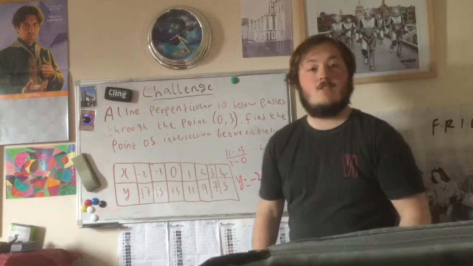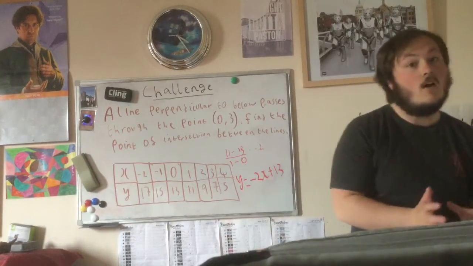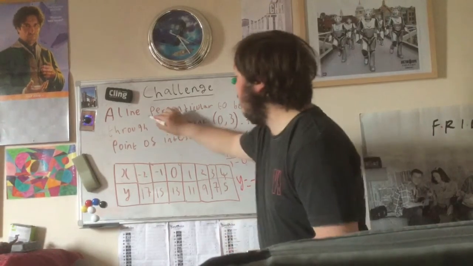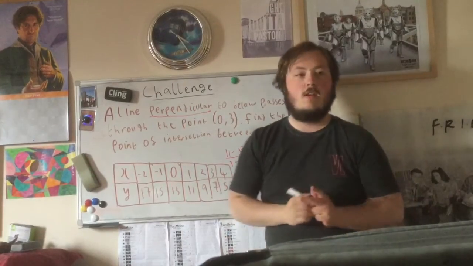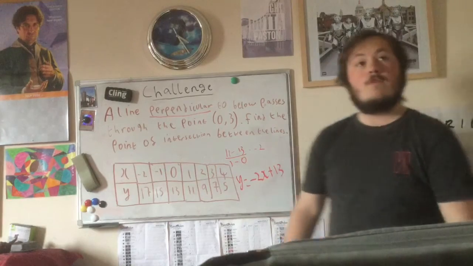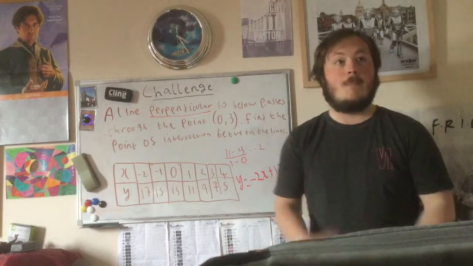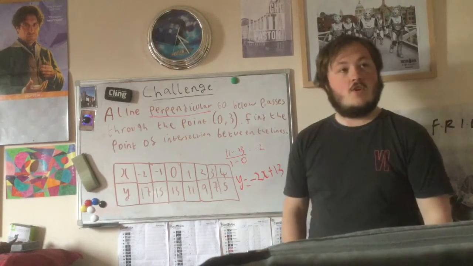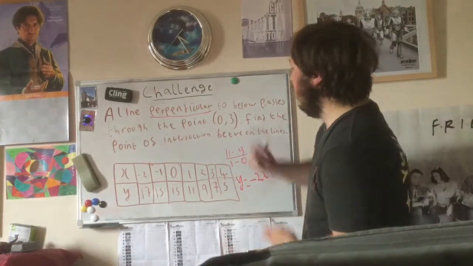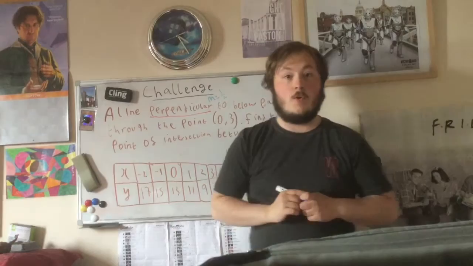The next thing we have to do, though, is find out what the gradient is of our new line. How do we do that? Well, the word perpendicular will help us. Because what perpendicular tells us is if we multiply the gradient here with the gradient of our new line together, you will end up with negative 1. So what do we have to multiply negative 2 by to get negative 1? A half. So the gradient of our other line is 1 over 2.